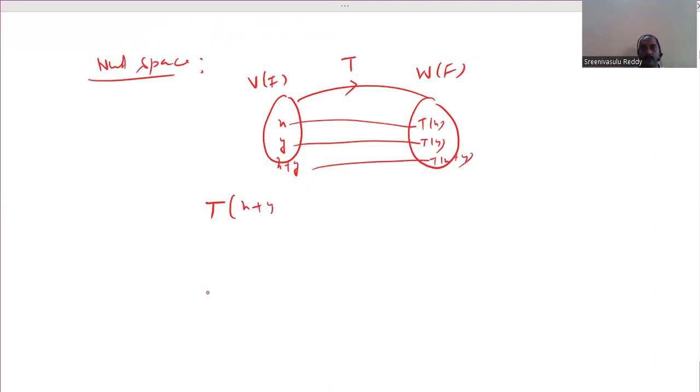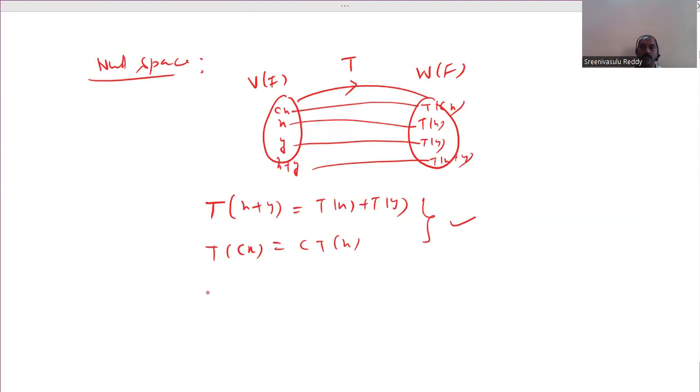This has some relation: if the function satisfies this condition, the image values have the relation. In addition, for c into x in V, cx is also in V, and its image T of cx is the same as c times T of x. If these two conditions are satisfied by the given function from V to W, then this function is called an LT, linear transformation.